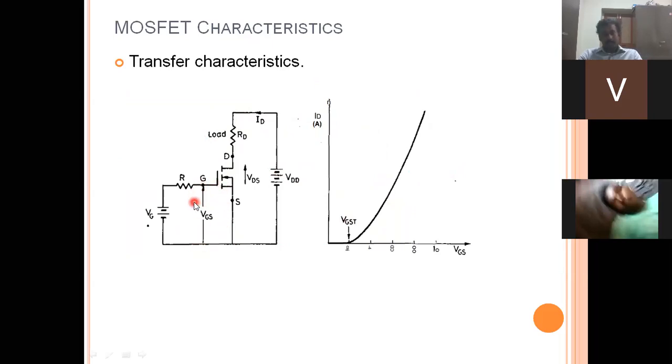On the x-axis you are going to consider the gate source voltage. It will be 2, 4, 6, 8, 9, 10 like that. And on the y-axis, the magnitude of the current provided from the drain to source is going to be considered in terms of amperes. Here, whenever you consider the characteristics, it may be somewhere like 2 volts. What will happen?